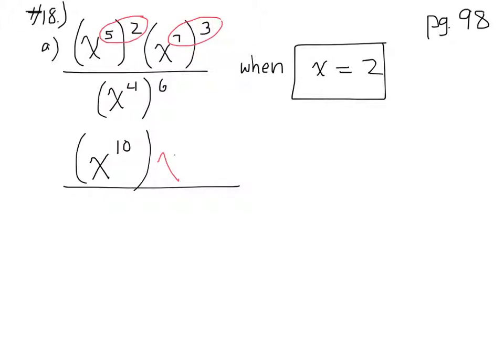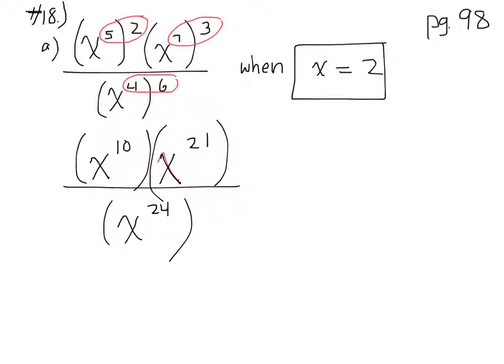I'm asking Isaiah, then the denominator. X to the power of 4 to the power of 6. We multiply the exponents. It becomes x to the power of 24. Good.